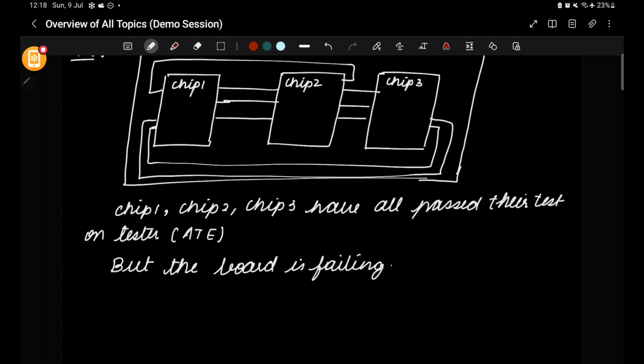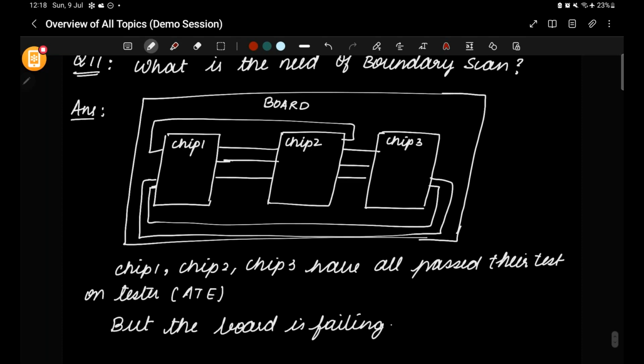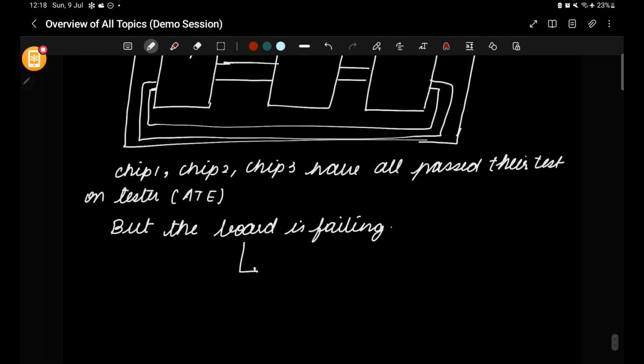Individual chips, while they are tested on the tester, they have passed. After that, they are actually placed on the PCB board, and these interconnections are all formed. Now, when the board is tested, this board is failing. So, this board is failing.